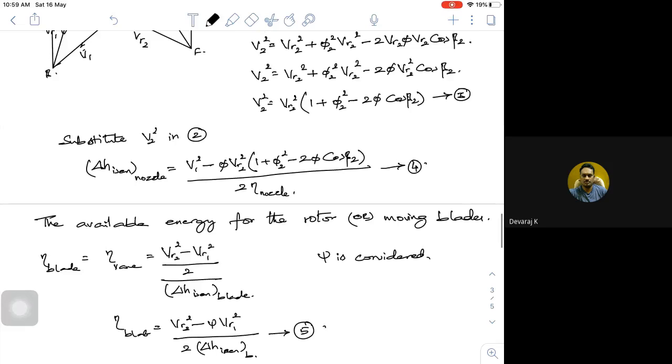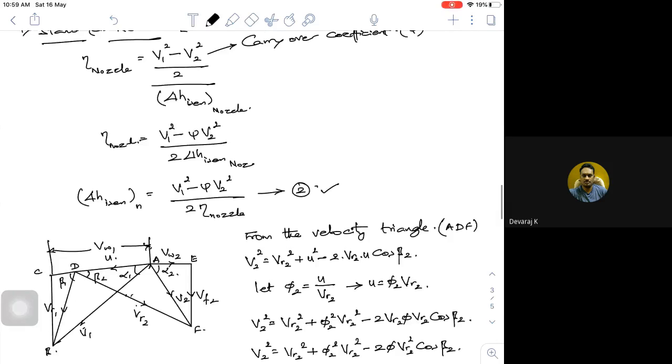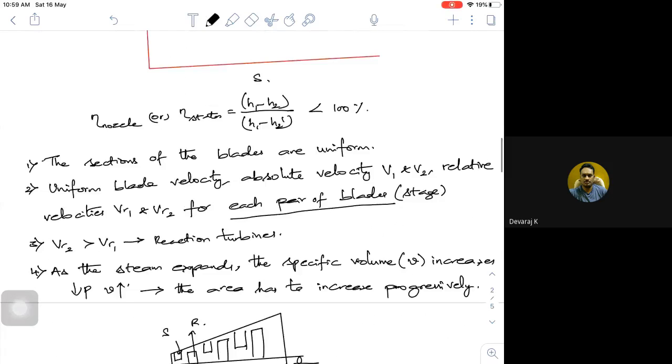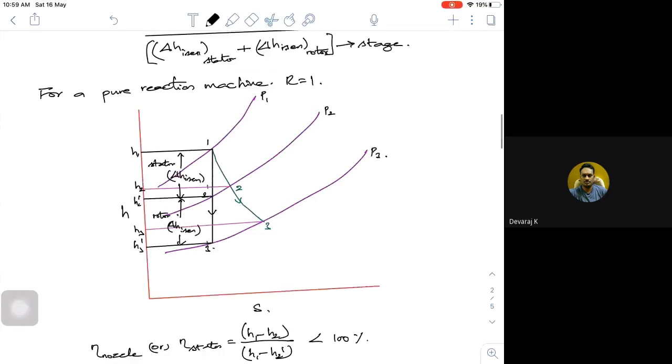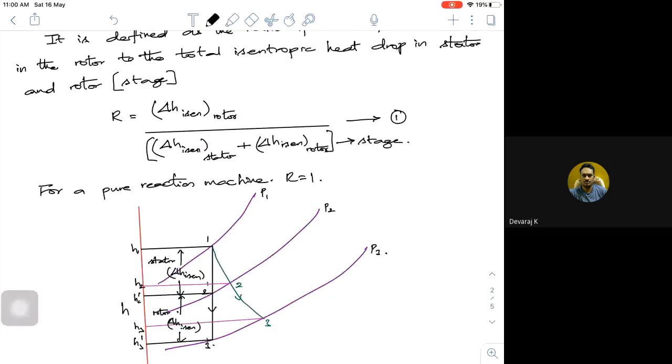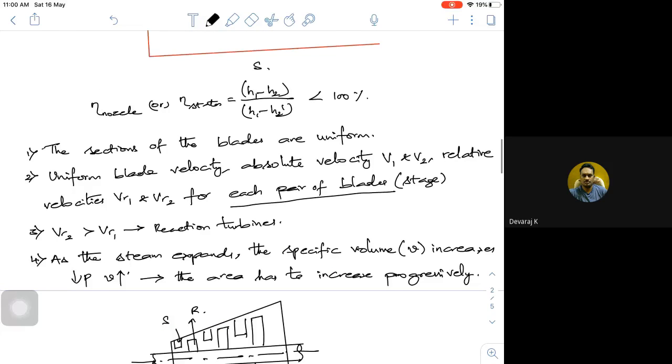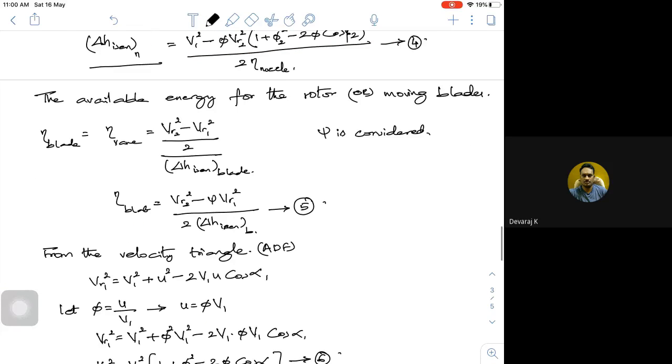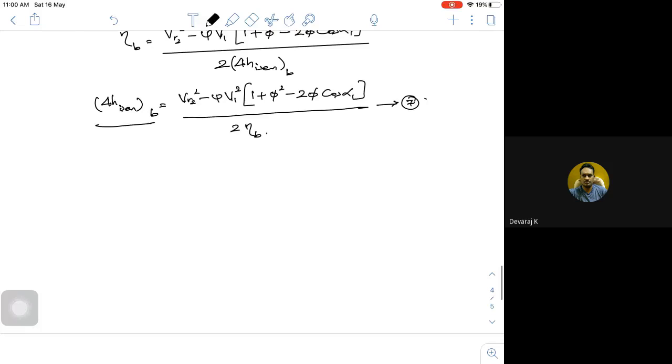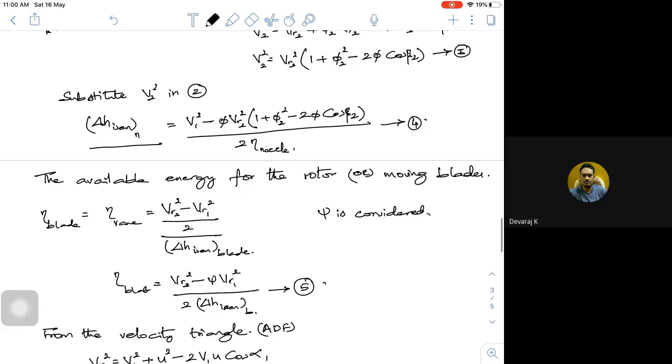Okay, this is the enthalpy drop for the nozzle. If you go and see the definition for R, it is the isentropic enthalpy drop for the rotor, also called the blade, divided by the isentropic enthalpy drop for the stator plus the isentropic enthalpy drop for the rotor. I am going to substitute everything in the degree of reaction, substituting equations 4 and 7.